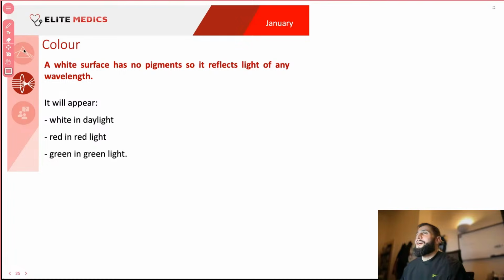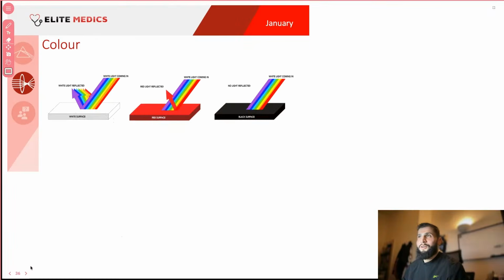So now let's talk about the white surface. No pigments, it reflects all of it. So for example, white in daylight, red in red light, green in green light. That's just how it is. Again, very simple. If you're seeing a white surface, it's reflecting all the lights. If you see a red surface, it is reflecting red. That's it. If you see a black surface, it is absorbing all of the light.